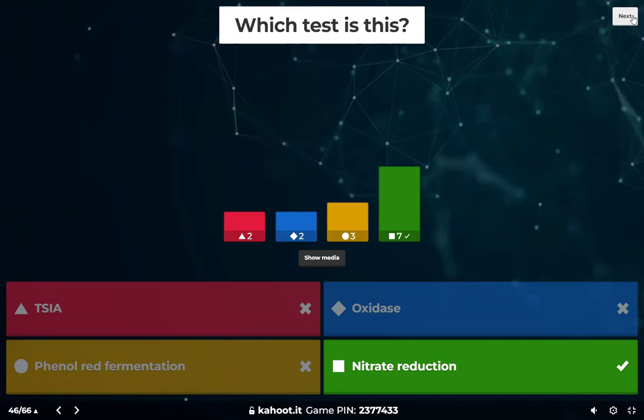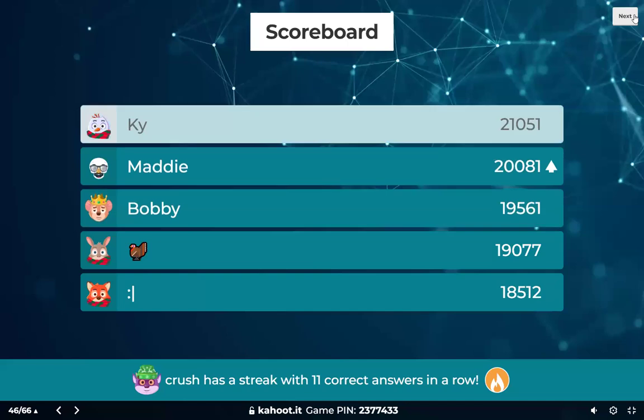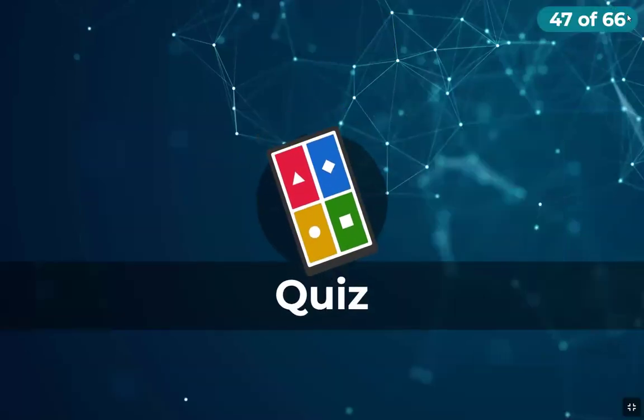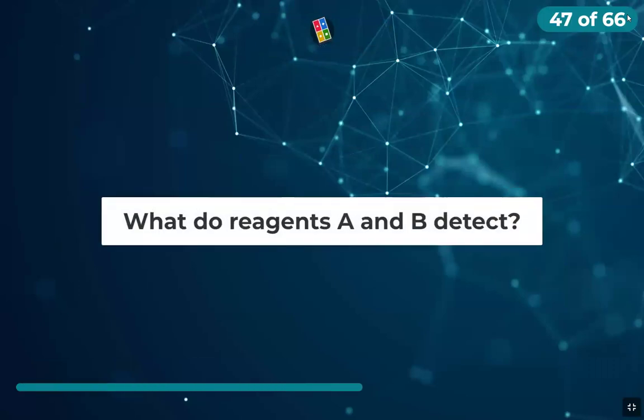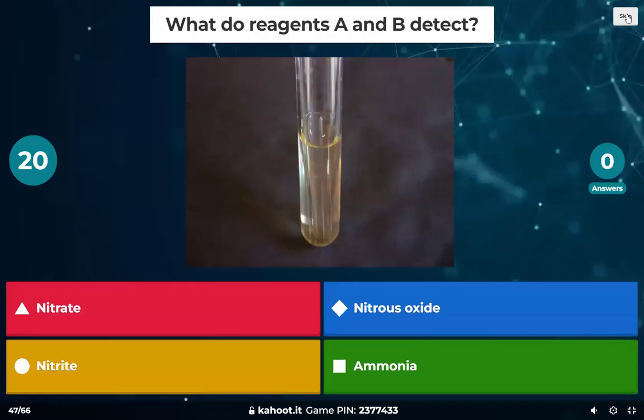Okay. So that's nitrate reduction. Remember, two tests have Durham tubes. Carbohydrate fermentation, which is that orange color. Nitrate, which is that kind of neutral, not-color. What do reagents A and B detect in that nitrate reduction test?